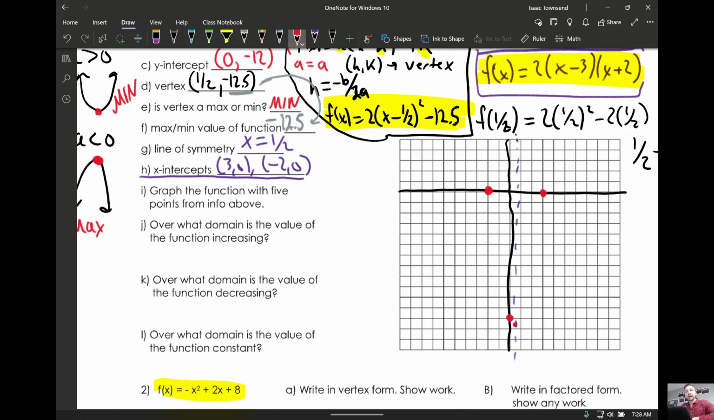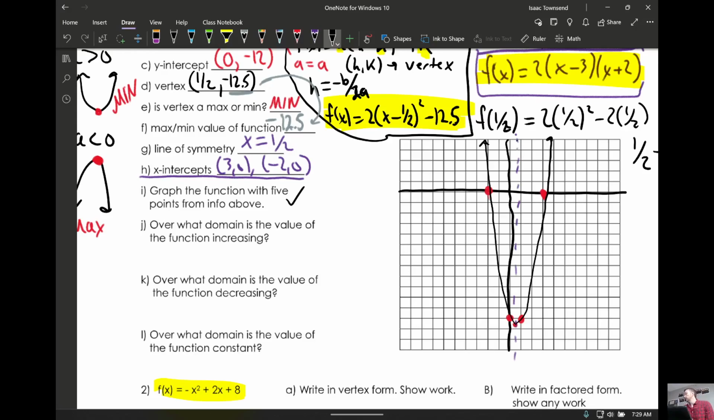So when it says graph the function with 5 points from above, it looks like we only have 4 points, but because of this line of symmetry, any point here we can flip over and get a point over here. That doesn't really help us. But this point can flip over, and that gives us a 5th point. That's why they're referring to 5 points. So with 5 points and knowing what a parabola looks like, that is a pretty accurate graph. That is plenty good.